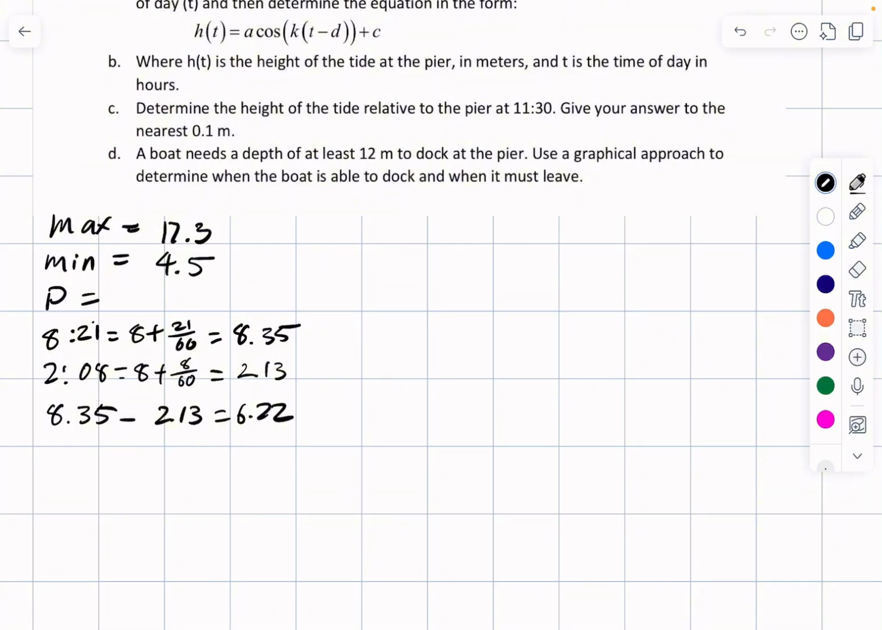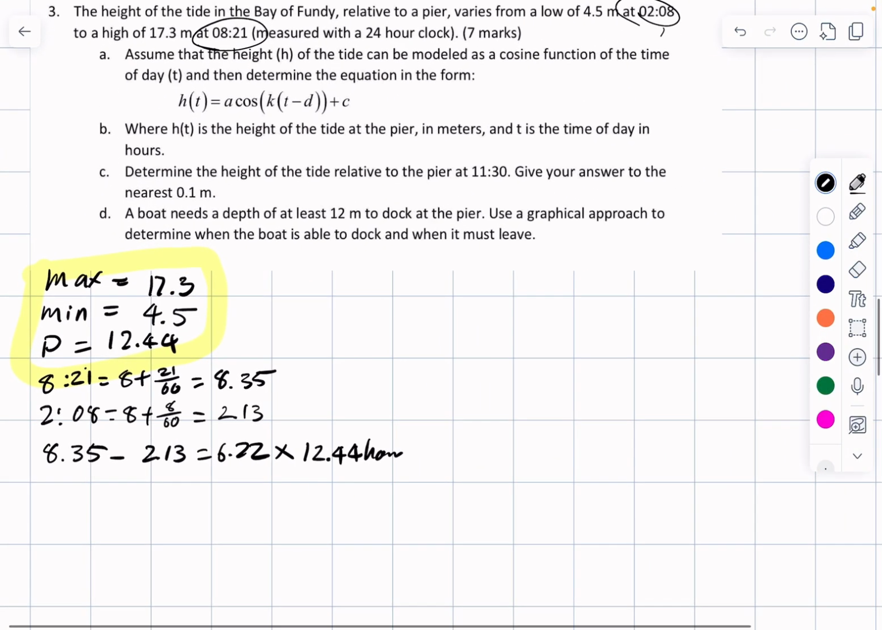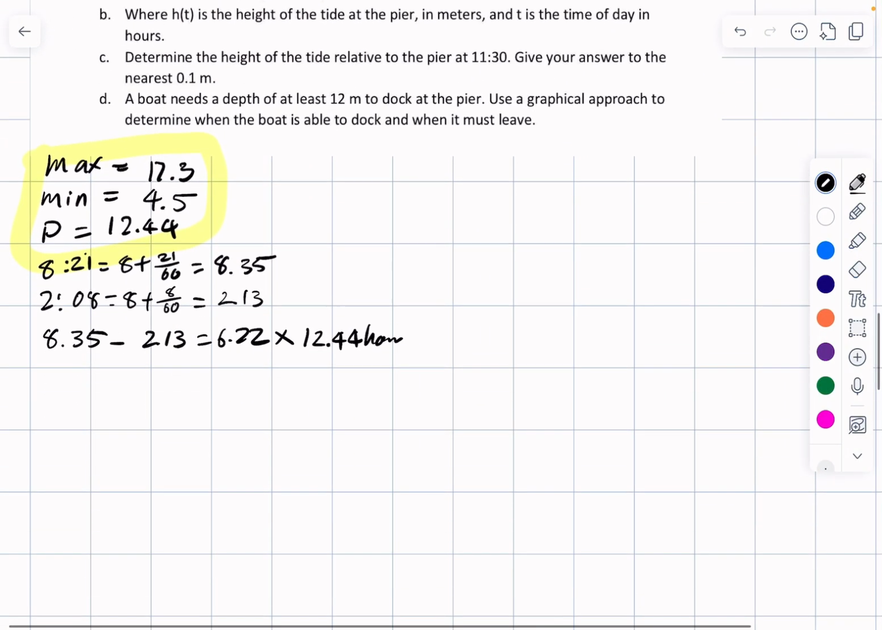This is a half period since it is only from maximum to minimum, so you have to multiply by 2, which equals 12.44 hours. So P equals 12.44. So by using all the information we have, let's try to find the amplitude.